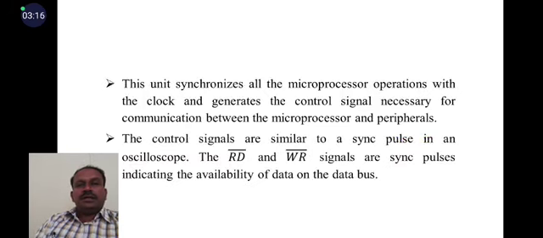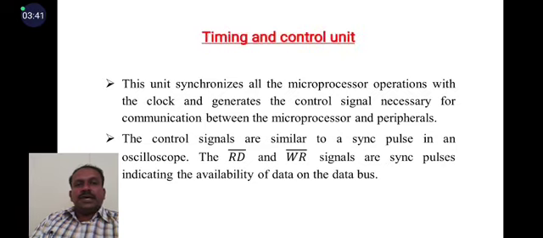Then the timing and control unit synchronizes all the microprocessor operations with the clock and generates the control signals necessary for communication between the microprocessor and the peripheral devices. The control signals are similar to synchronization pulses on an oscilloscope. RD represents the read active low signal, and WR represents the write signal, or synchronization pulse, indicating the availability of the data on the data bus. So these are the timing and control unit components.